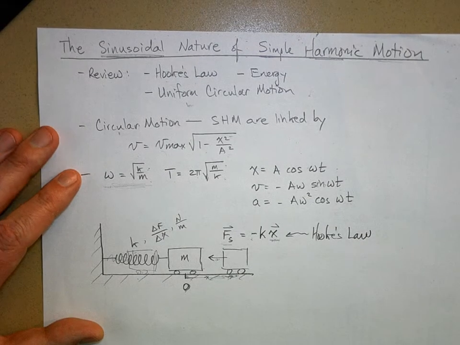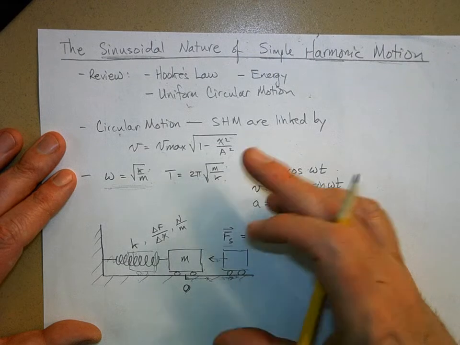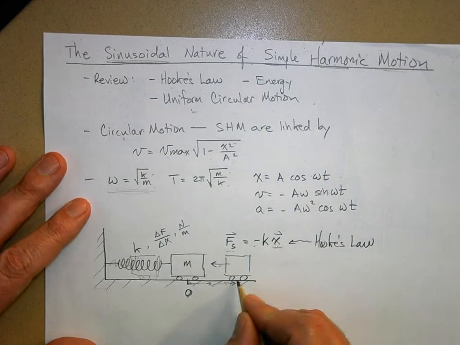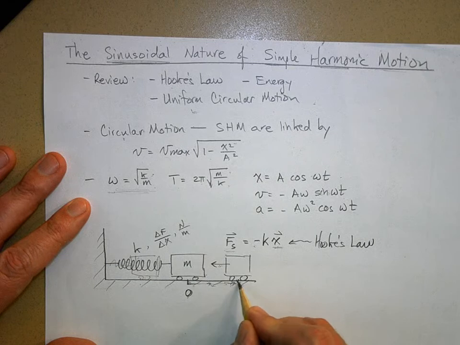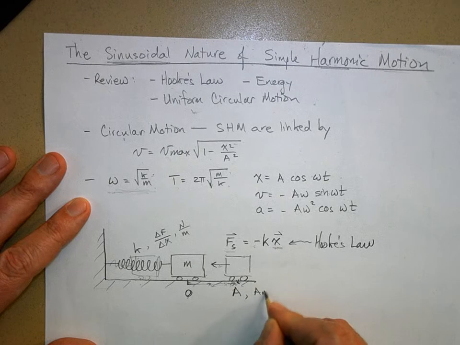Okay. Now, if I pull this thing back and release it, it's going to oscillate back and forth like this. And let's say its position of maximum displacement, we're going to call A, and A is for amplitude.